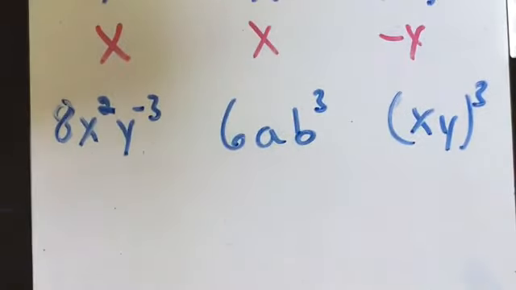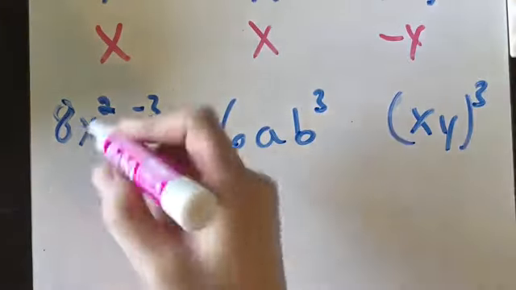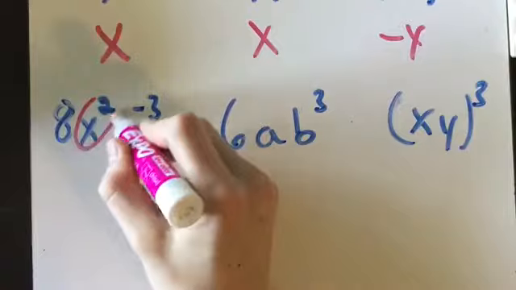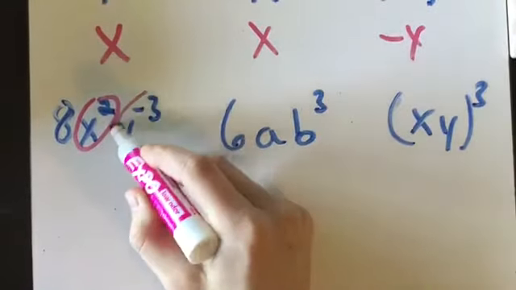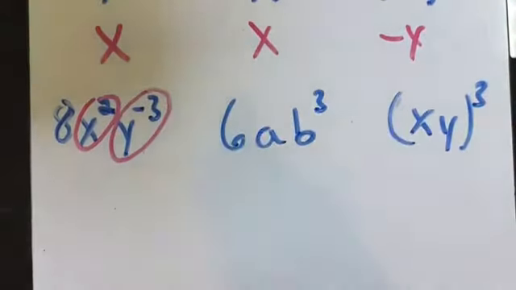We have 8x squared y to the negative third. I want to realize that the base of that exponent of 2 is x, and the base of the exponent of the negative 3 exponent is just the y.